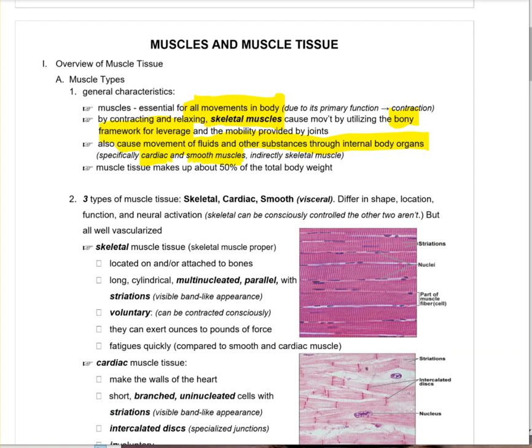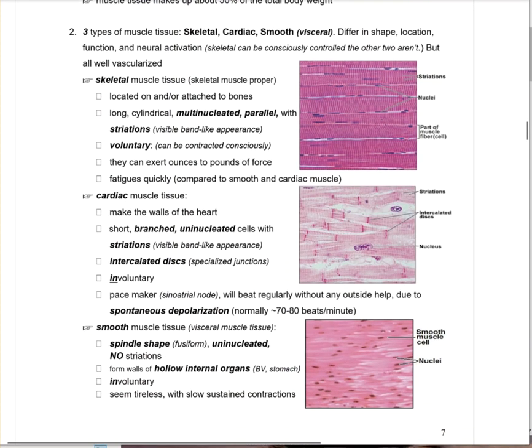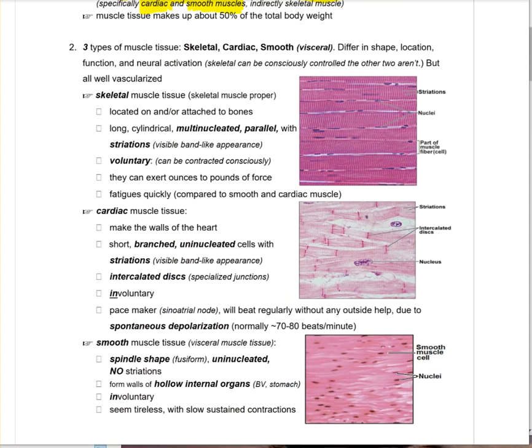Muscle is dense tissue, and it makes up about 50% of our total body weight, so it's a lot of our body weight. Now, there are 3 types of muscle tissue. You probably remember this: skeletal, cardiac, and smooth muscle. And these all differ in certain things. There are some similarities, and there are some differences.